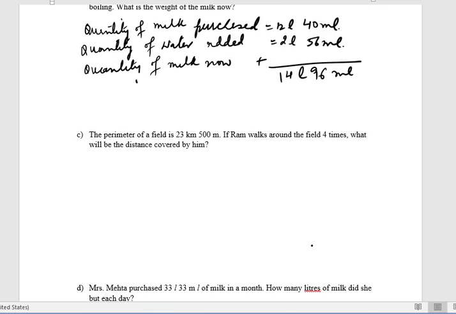The perimeter of a field is 23 kilometers 500 meters. If Ram walks around the field 4 times, what will be the distance covered by him? So perimeter is given here, and there are 4 rounds, so we have to multiply the perimeter by 4. So perimeter of field is 23 kilometers and 500 meters.